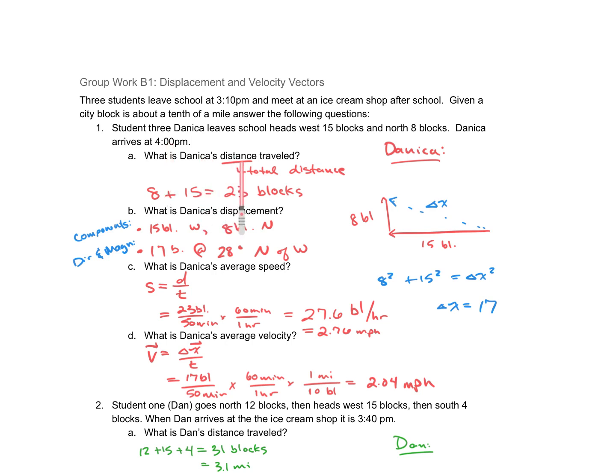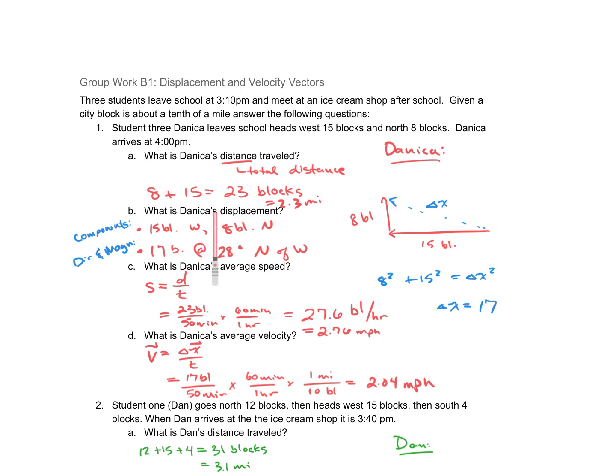So the concept of distance is literally like how far do you actually travel, or the total distance traveled. So since Danica walks 15 blocks west and 8 blocks north, that means she travels 23 total blocks. We could put that distance in miles also. So that's divided by 10, is 2.3 miles.